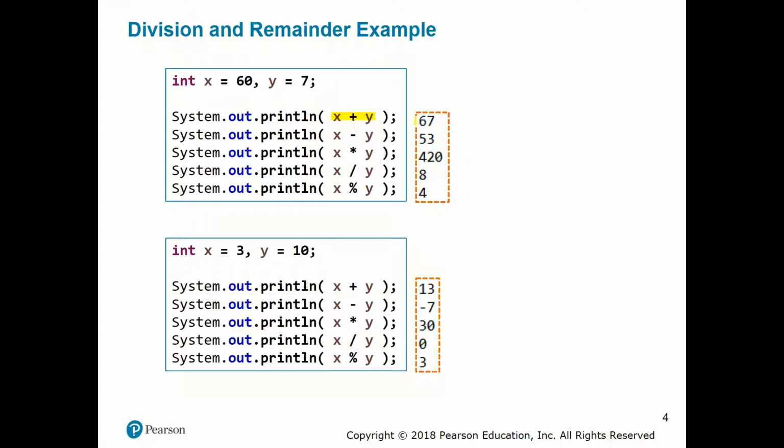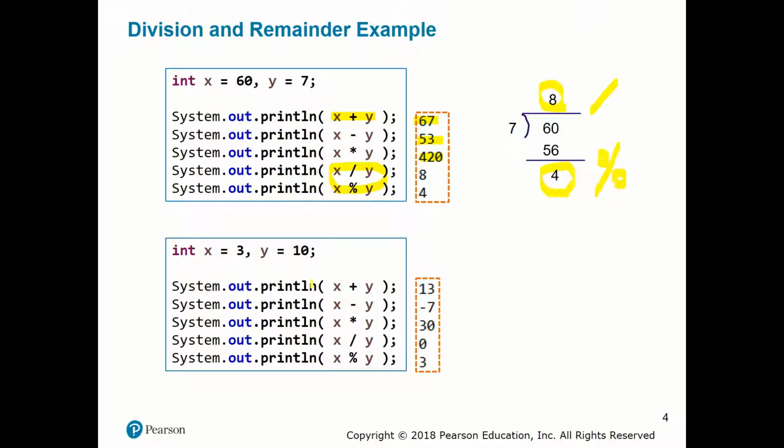60 plus 7 is 67, and 60 minus 7 is 53. 60 times 7 is 420. And about these two, I will evaluate like this. So 60 divided by 7, the quotient is 8. And then we have 4 as a remainder. So this is the result of division. And this is the result of remainder.